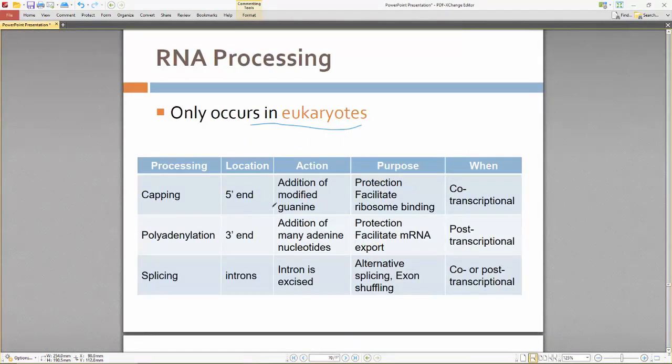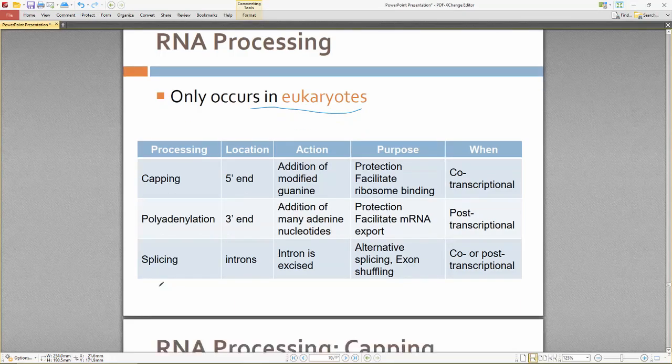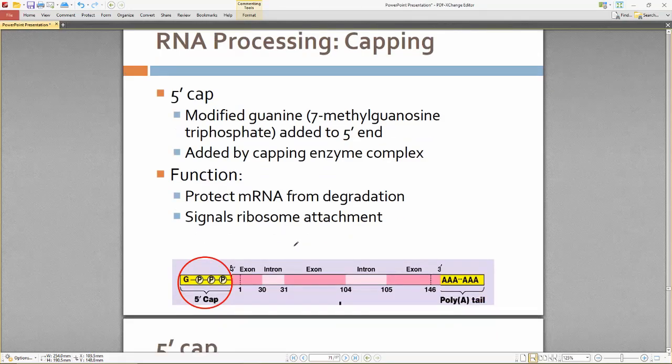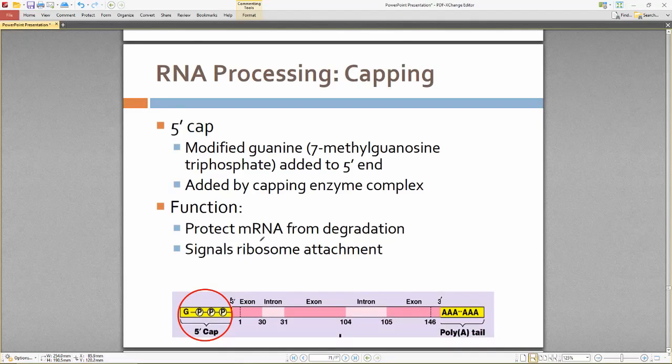Okay, cool. 3 things happen during RNA processing: capping, polyadenylation, and splicing. All 3 things are very important. Let's look at capping first. As you can tell by the name, a 5' cap is added to the 5' end of your primary transcript, or I'm going to call it the pre-mRNA from now. It's added by a capping enzyme complex. The 5' cap itself is a modified guanine, and it protects mRNA from degradation, and it also signals ribosome attachment.